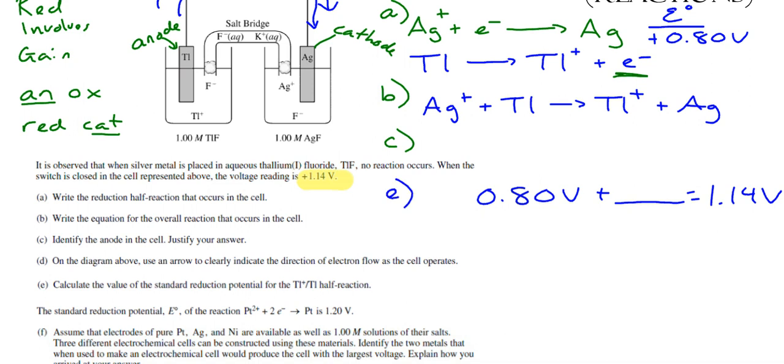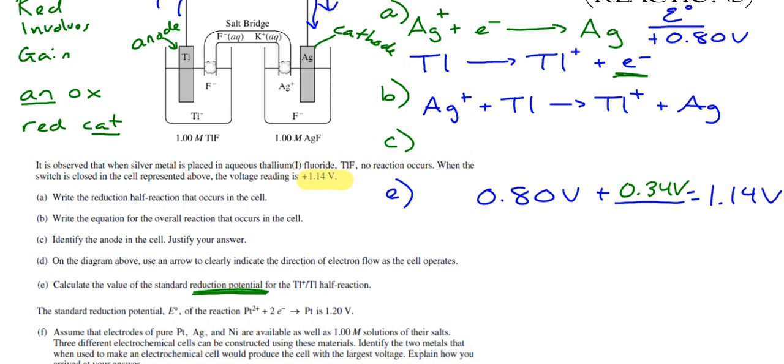Now, this is not as easy of a problem as you think yet. So first off, what's that value? 0.34. Is that correct? Right? But what did we do to that equation? Can we flip it? Please look at this. It says reduction. Right now it's an oxidation.